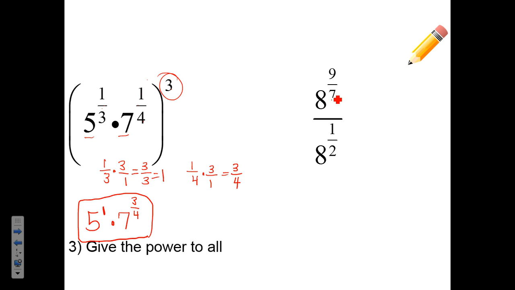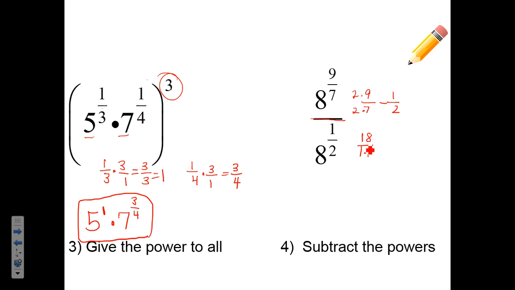Now I have two bases that are the same, and when I have two bases that are the same that are being divided, I can subtract their powers. So I'm going to take 9/7 minus 1/2. Now you can plug that into your calculator. If you don't have a calculator, you have to have a lowest common denominator. Lowest common denominator is 14. I'd have to multiply this fraction by the top and the bottom by 2 to get 14.